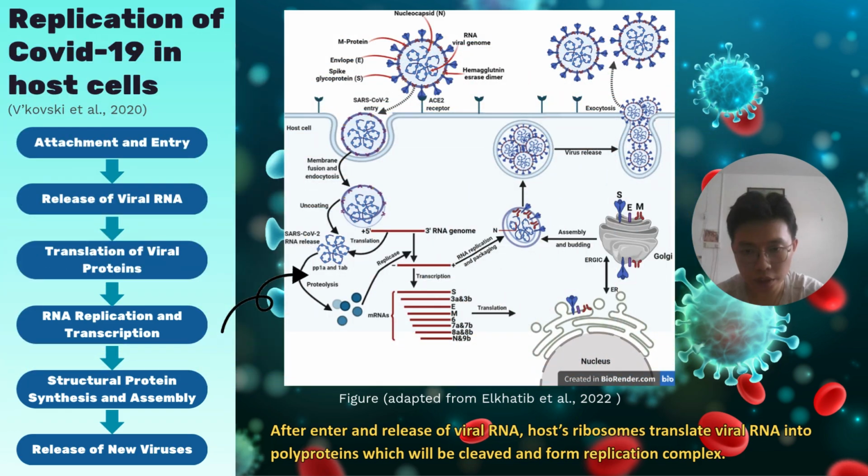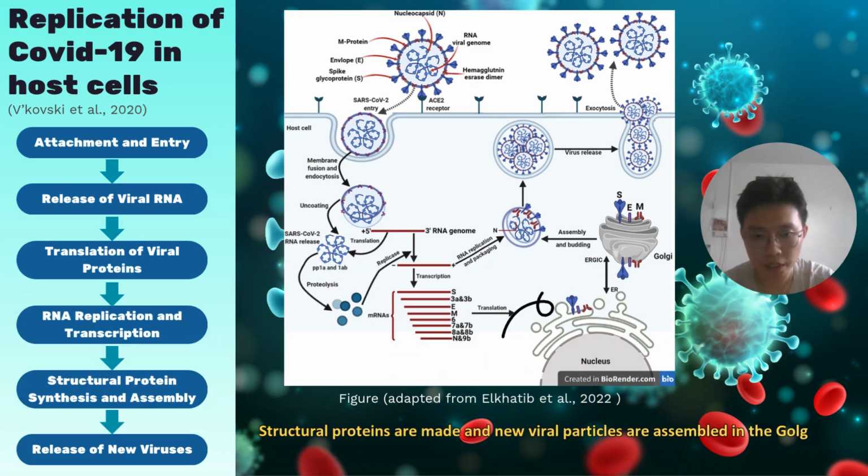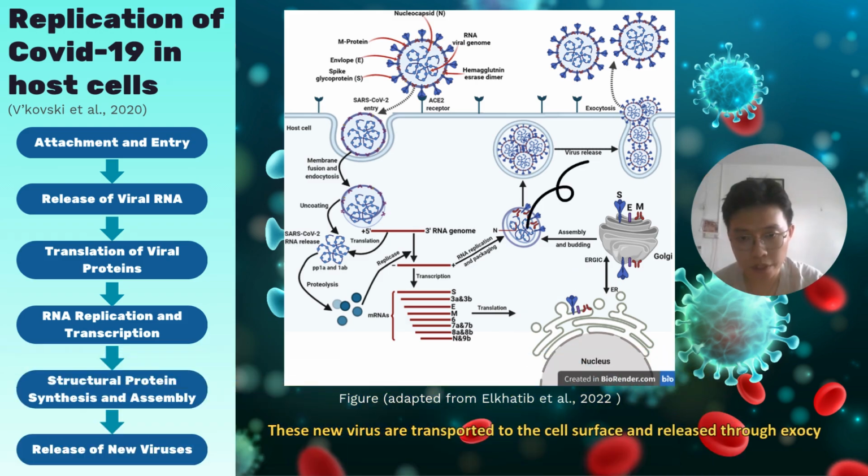After entry and release of viral RNA, host ribosomes translate viral RNA into polyproteins, which will be cleaved to form the replication complex. The replication complex replicates the viral RNA and produces subgenomic RNAs to make the structural proteins. Structural proteins are made and new viral particles are assembled in the Golgi apparatus. These new viruses are transferred to the cell surface and released through exocytosis to infect other cells.